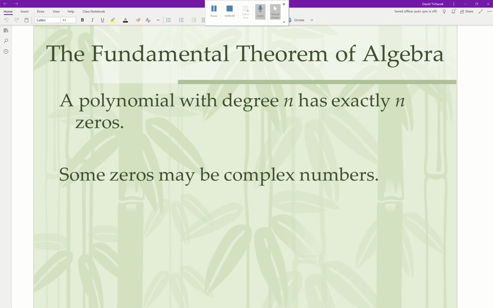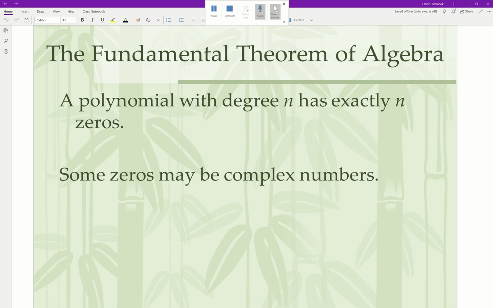So we're going to start off with the fundamental theorem of algebra, which is going to have a small application to what we're going to do here in this process. Basically, this theorem is going to give you an idea of how many zeros you should expect to end up with after you do the whole process, right? So it says here that a polynomial with degree n has exactly that many zeros, okay?